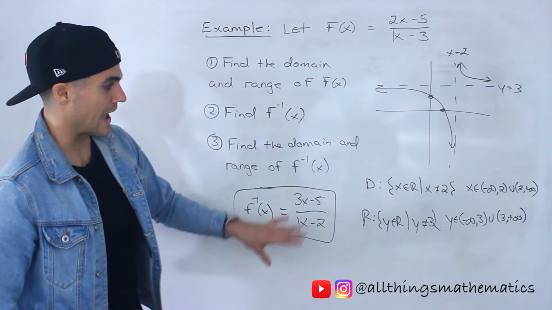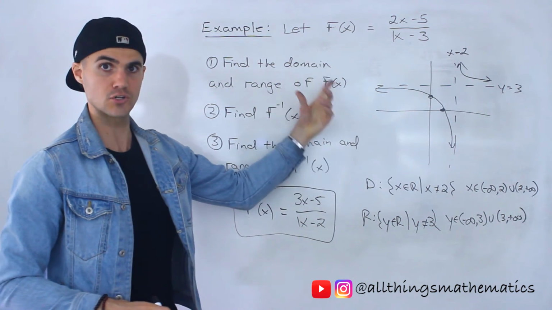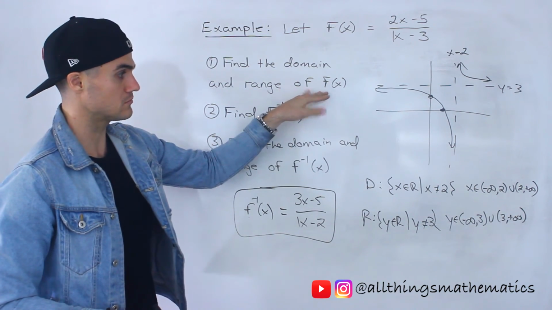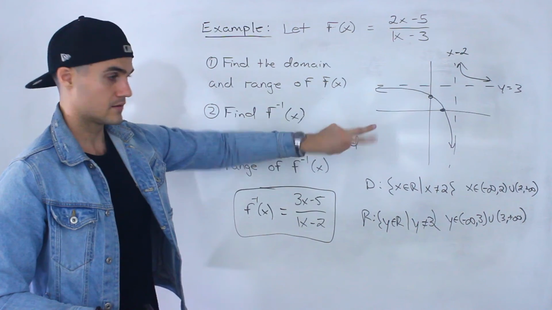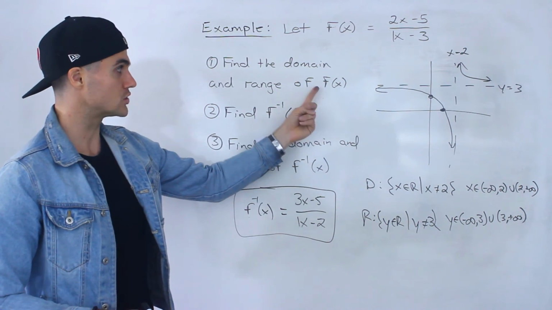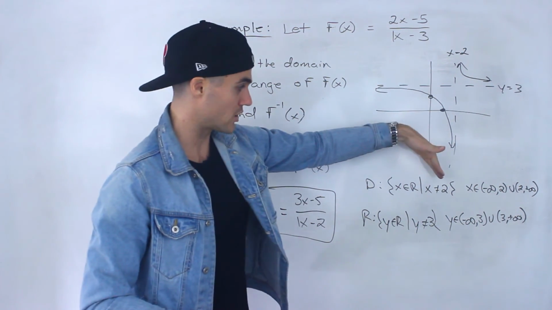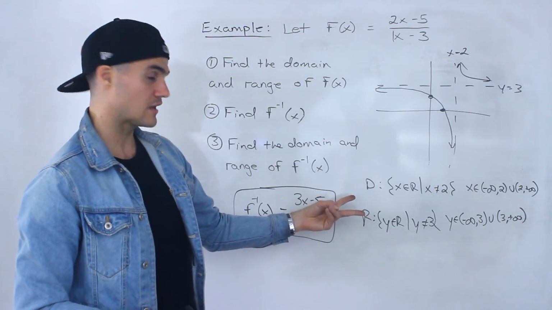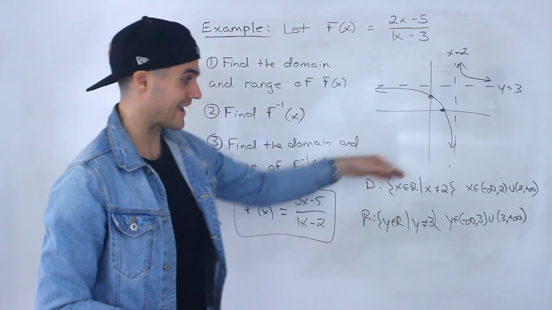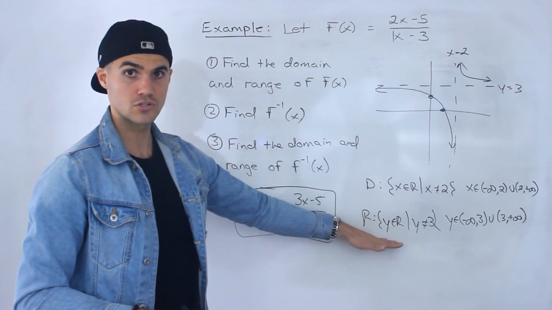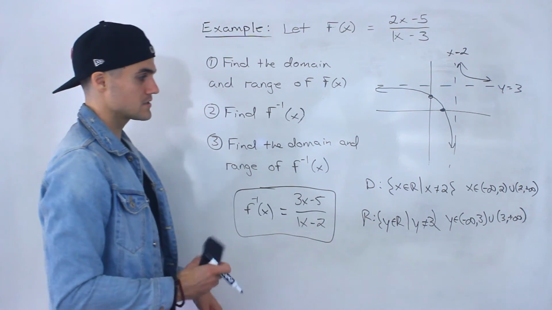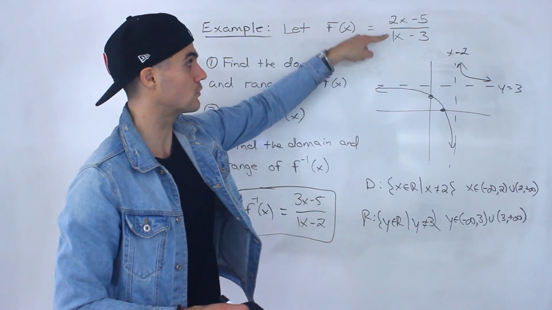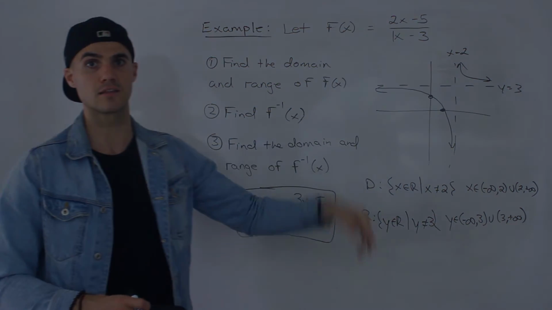And notice, how does the domain and range of the inverse relate to the domain and range of the original function? I don't have the domain and range written for the original function, but if you look at it, it's interchanged. The domain for the function was x cannot equal 3, and the range was y cannot equal 2. But for the inverse, it's interchanged. The domain x cannot equal 2, and the range y cannot equal 3. So that's another thing to note. And that's how you deal with a linear over linear function, getting the domain and range, and getting the inverse.